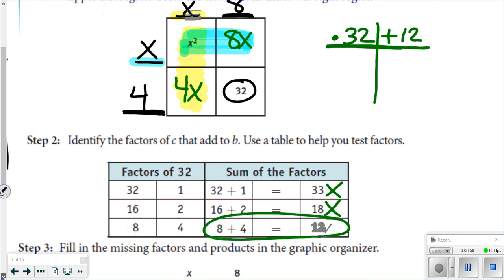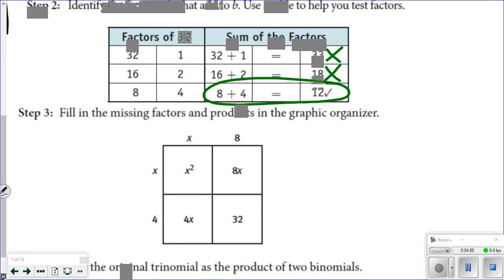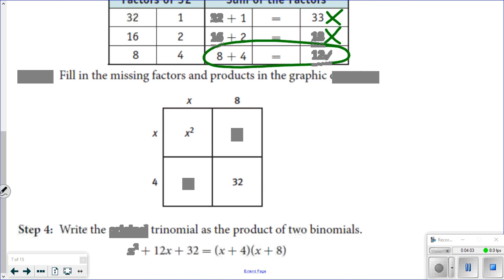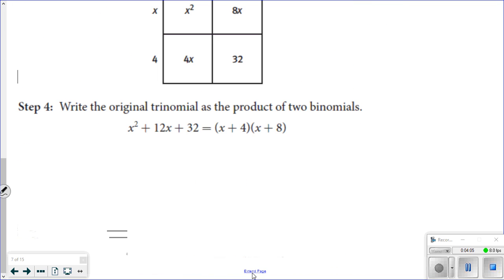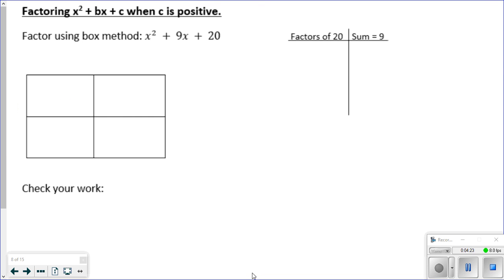So at the bottom, you're going to see that the answer is x plus 4 and x plus 8. And the order here does not matter. You could switch these and you could write x plus 8 first and x plus 4 second. So that means the same thing. So let's go to our note sheet and let's do a few examples of this.